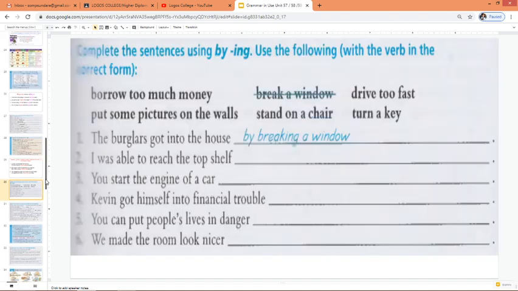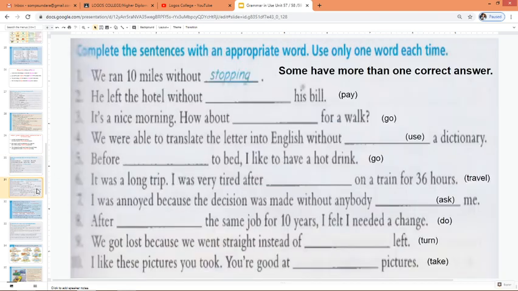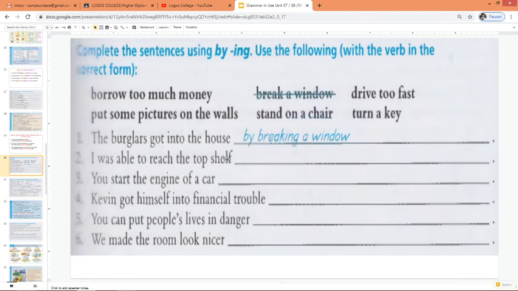All right, let's take a look at this. I'm going to send 58.2 and 58.3 home with you for homework. I'm going to actually do a couple of these first. Complete the sentence by using "by" and -ing. All right, so this is pretty straightforward. The burglars got into the house. How? By breaking a window.